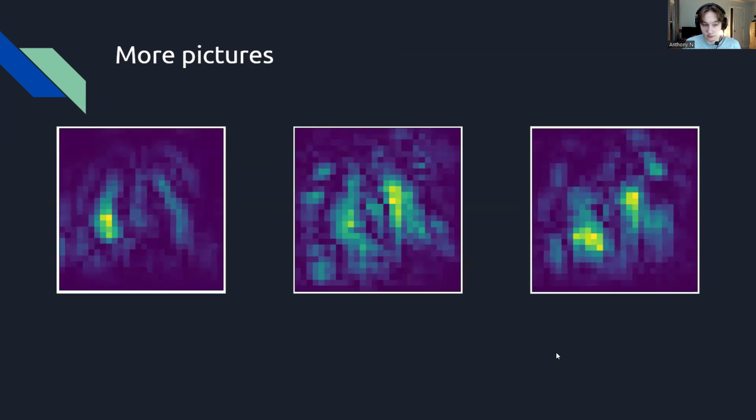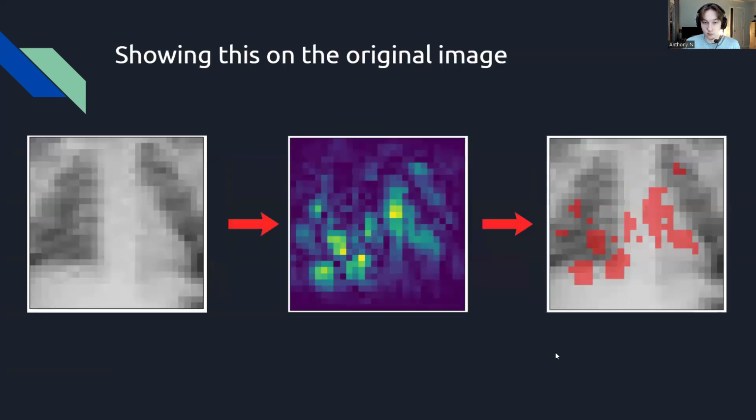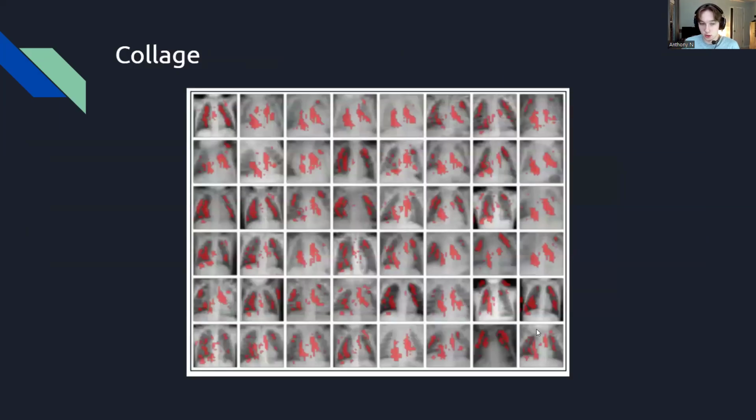There are more images of this in progress. Then I would show this on the original image, using the same images. So this is my original image, and this is the magnitude image. I can then display the top X amount of pixels on top of my original image, so researchers would know, oh, this is an important spot over here, or over here, or over here. There's a collage of multiple different images showing the top, I think, 100 pixels.